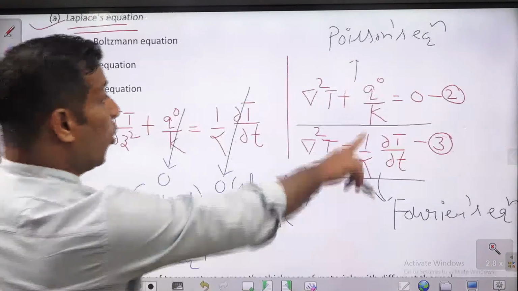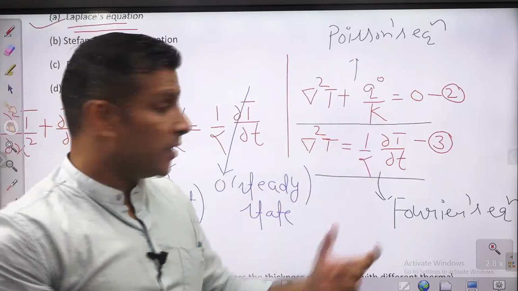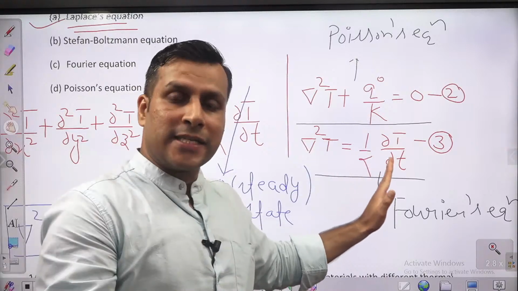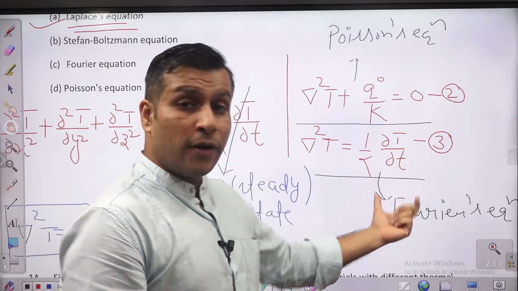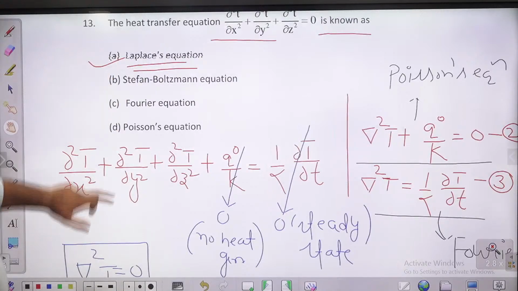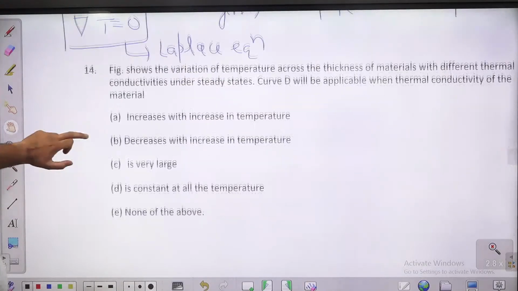If there is only steady state but heat generation is there, then you will have the Poisson's equation. And if there is unsteady state but no heat generation, you will have Fourier's equation. Okay. So for this question, the answer is option A. Let us move to the next question, question number 14.